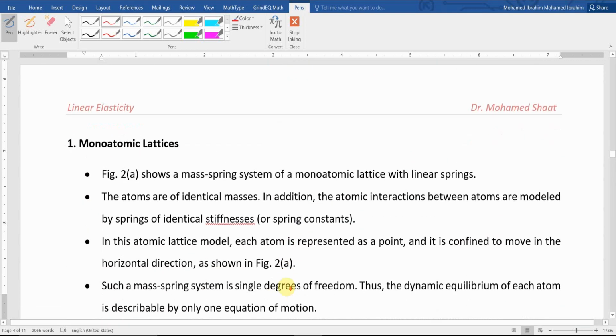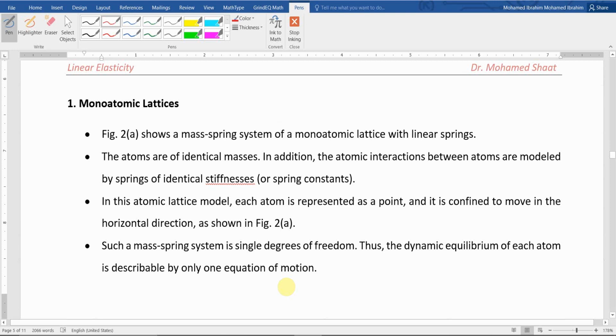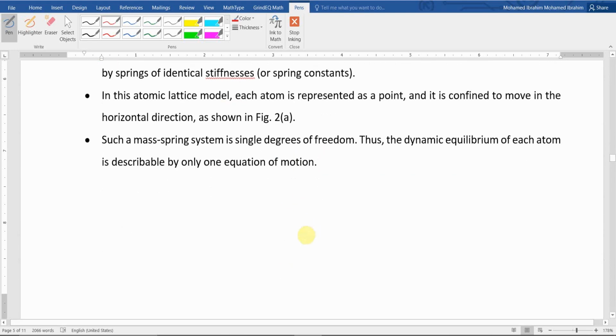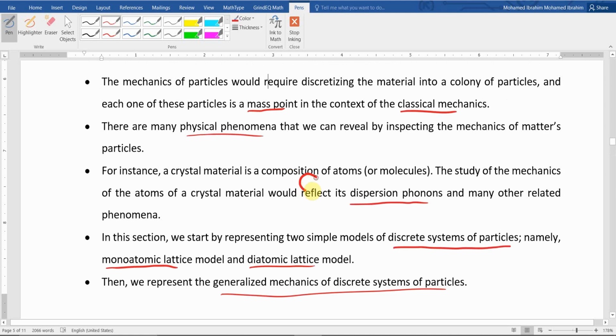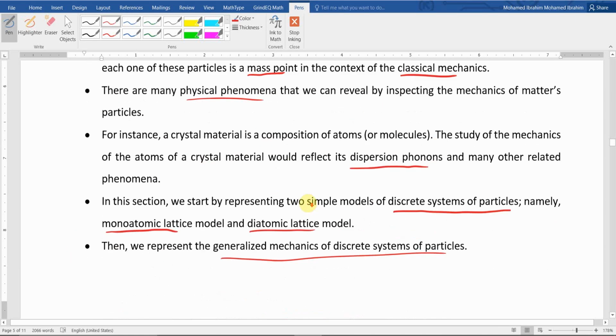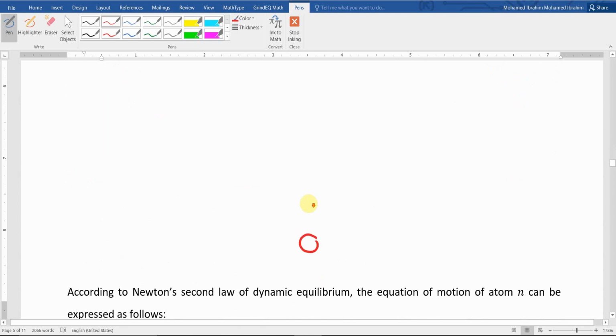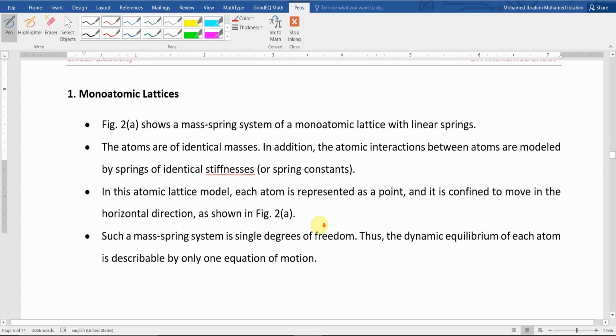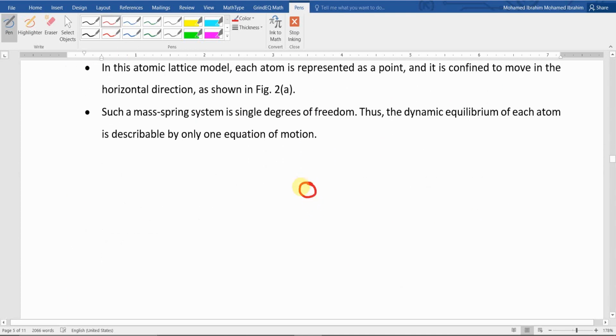Make sense? Let us start with the monoatomic lattice. The monoatomic lattice is a very simple single degree of freedom mass spring system that we studied in the vibration class. So it is very similar. For example, a typical shape of a monoatomic lattice model: we're going to have one single atom, and there is another atom, and then another atom, and so on, keep going.